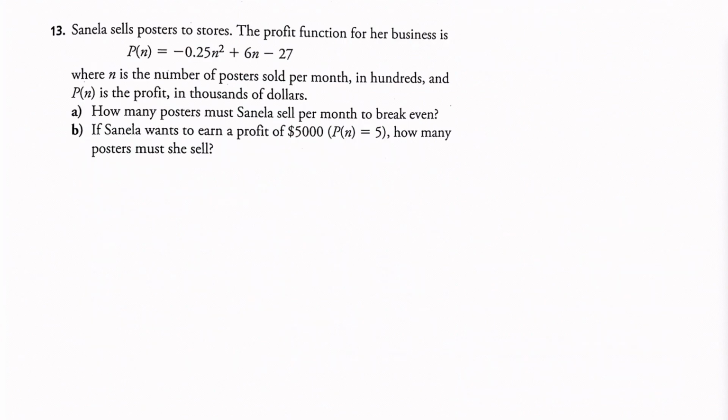On the next page here, for number 13, it says Sanella sells posters to stores. The profit function for her business is given by, and then they give us this function, where n is the number of posters sold per month in hundreds, and P(n) is the profit in thousands of dollars. So part A, how many posters must Sanella sell per month to break even?